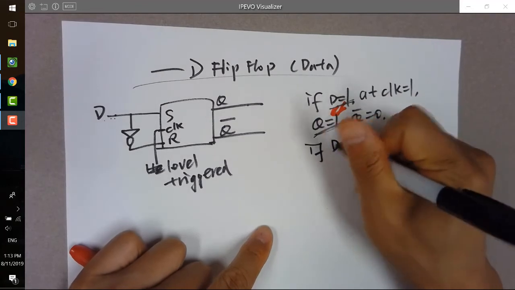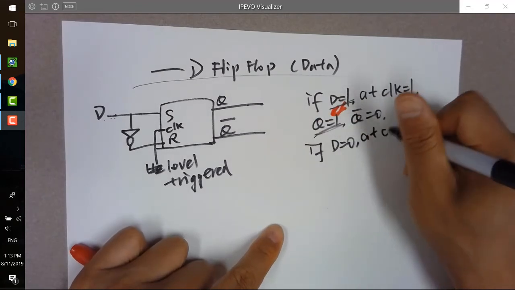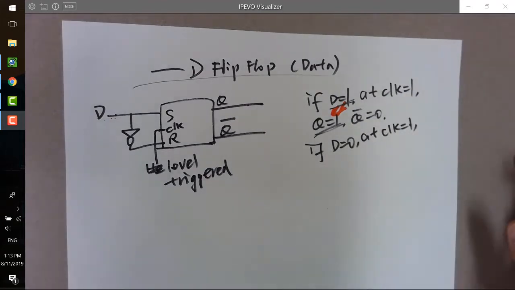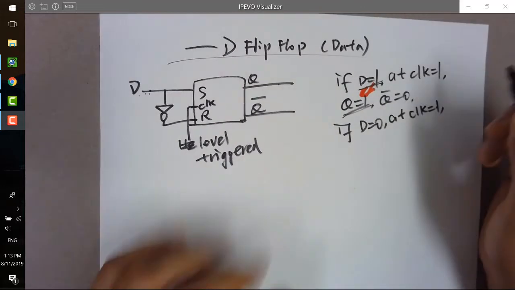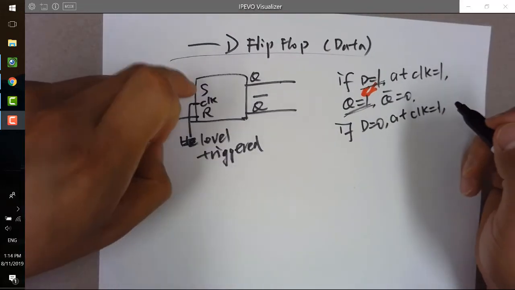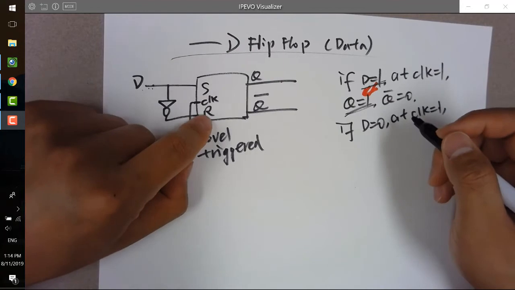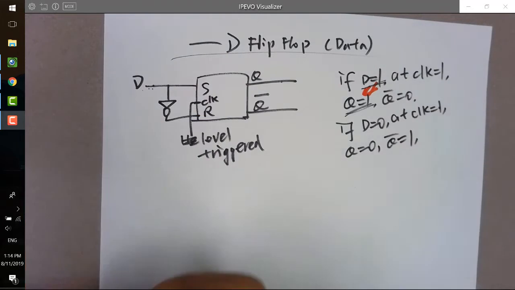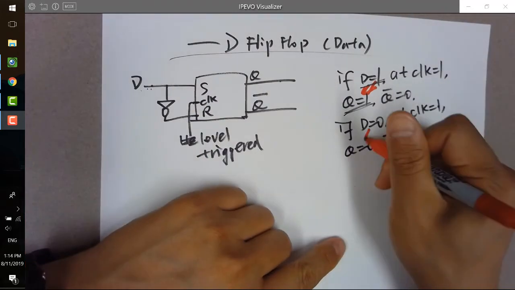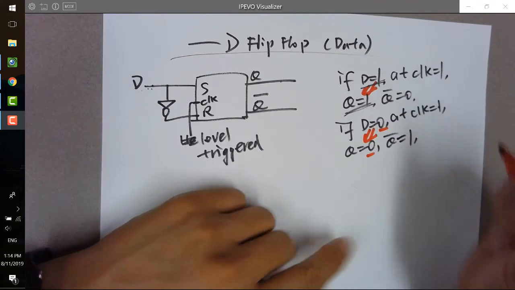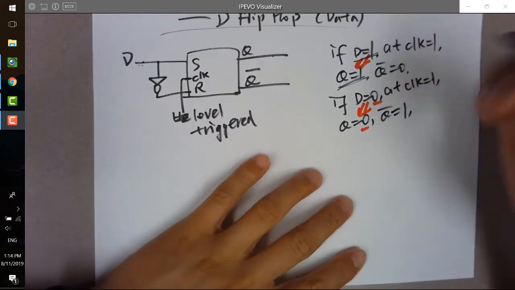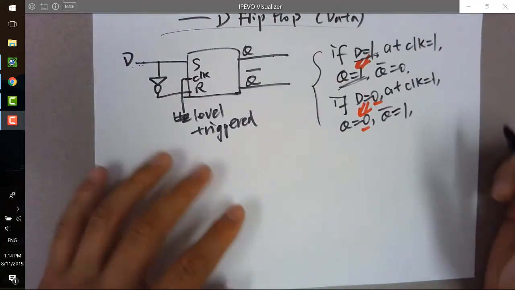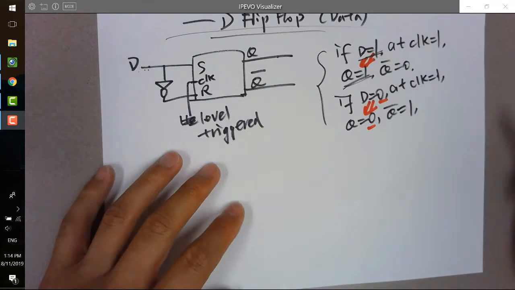Another case: if D is 0 when the clock equals 1, when it's getting triggered, it's a level triggered flip-flop, what's going to happen? If D is 0, R will be 1. So we are resetting the circuit. Q will be 0, Q bar will be 1. If D is 0, if you just look at input and output, the input is 0 and the output is 0. It's exactly transferring the data at the D pin to the result. That's why we call it a D flip-flop, because it's transferring the data to the result.